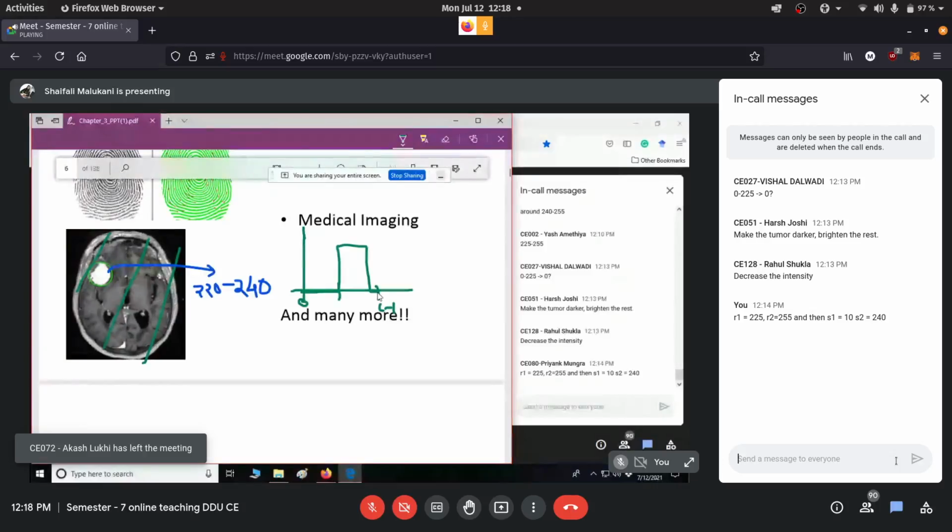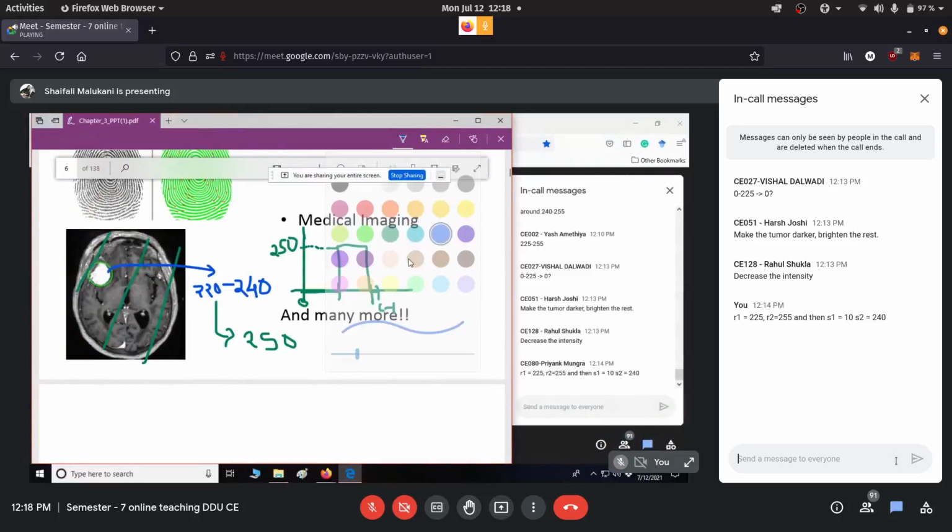So this is my 240. So how my outer range, L minus 1, can be your choice, right? I'm keeping like this intensities are made, say, 250. All other intensities are suppressed to 0, right? So this is 250. And which intensities have I kept? This to this. That is 220 to 240. How does my transformation look like? It looks like this. Which intensities were highlighted? These intensities were highlighted.